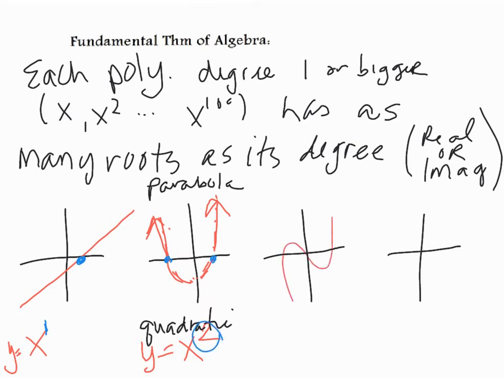Next one is third degree. Okay, this is an x cubed. We call it a cubic function. Look, it crosses 3 times. No surprise, 4 times.